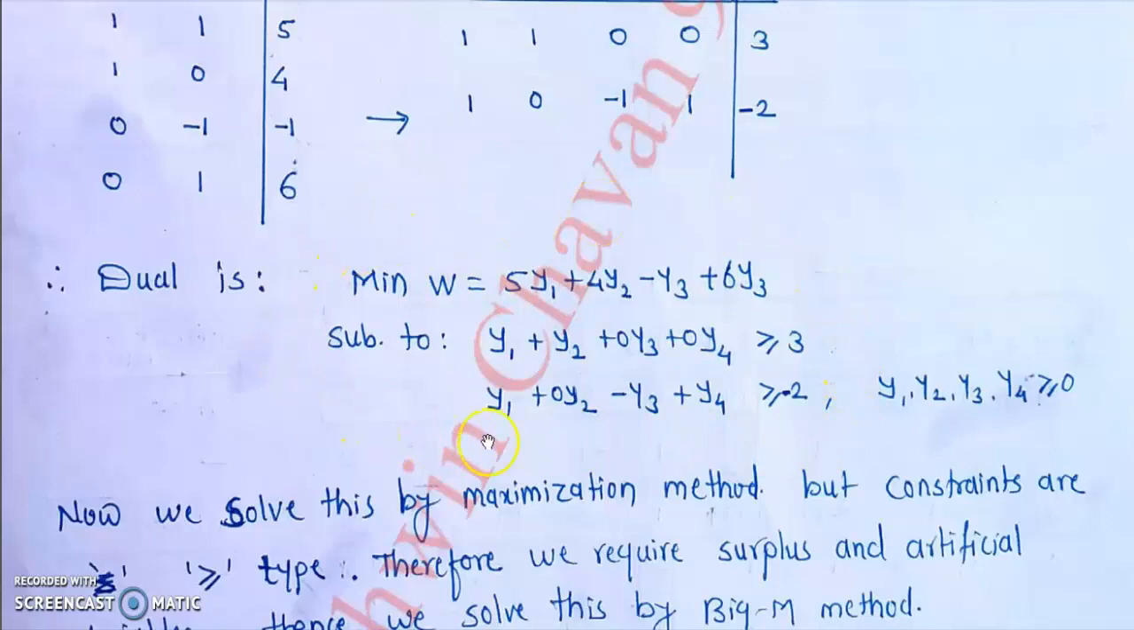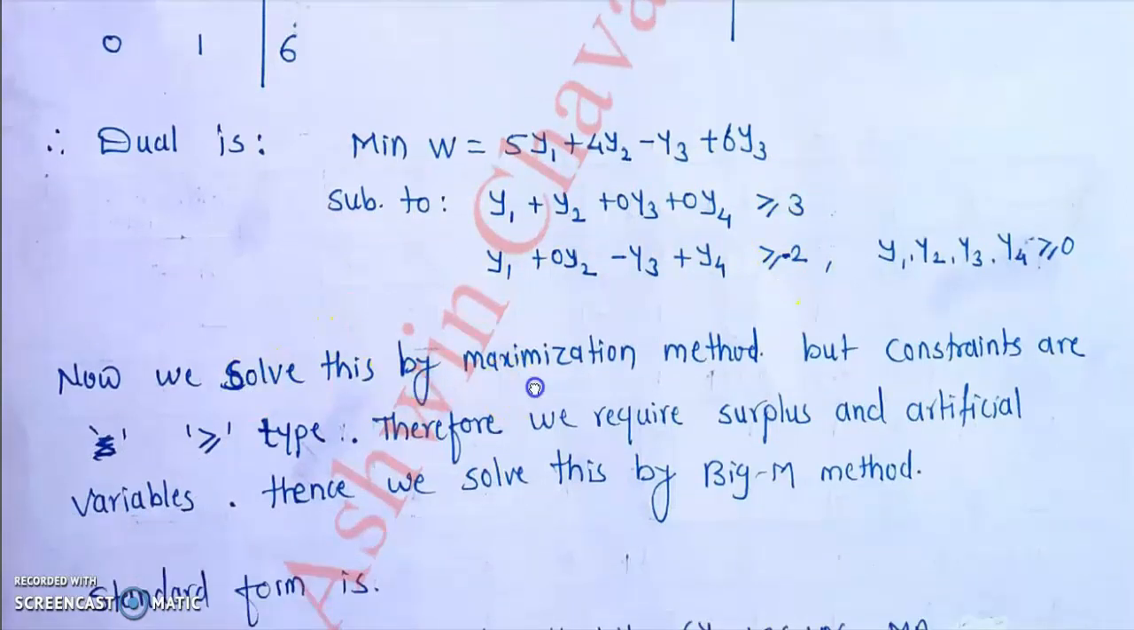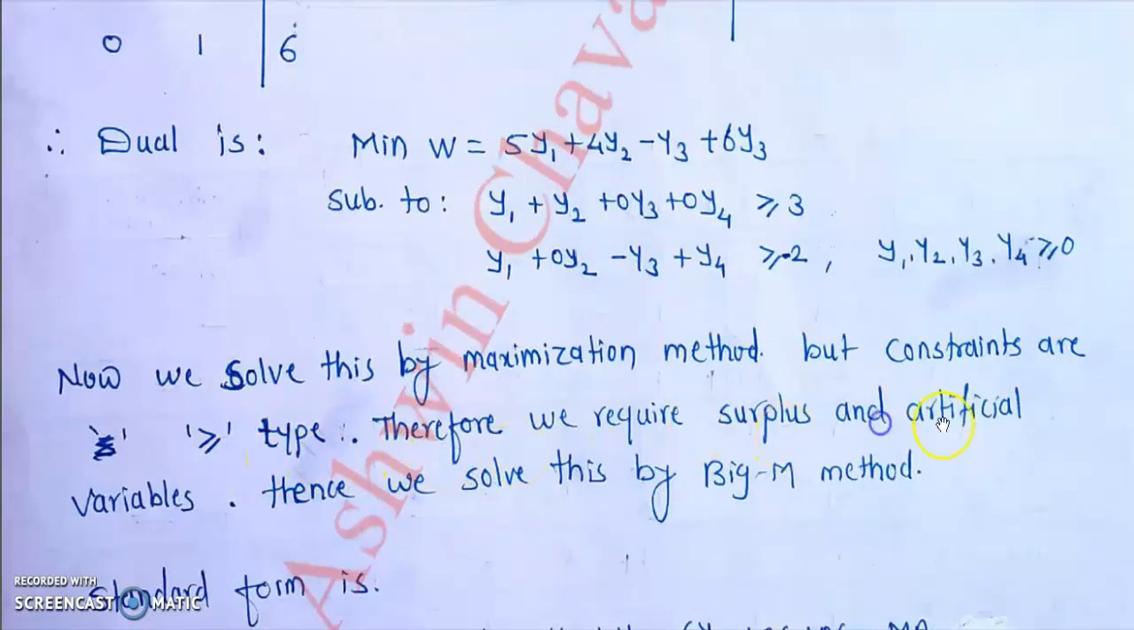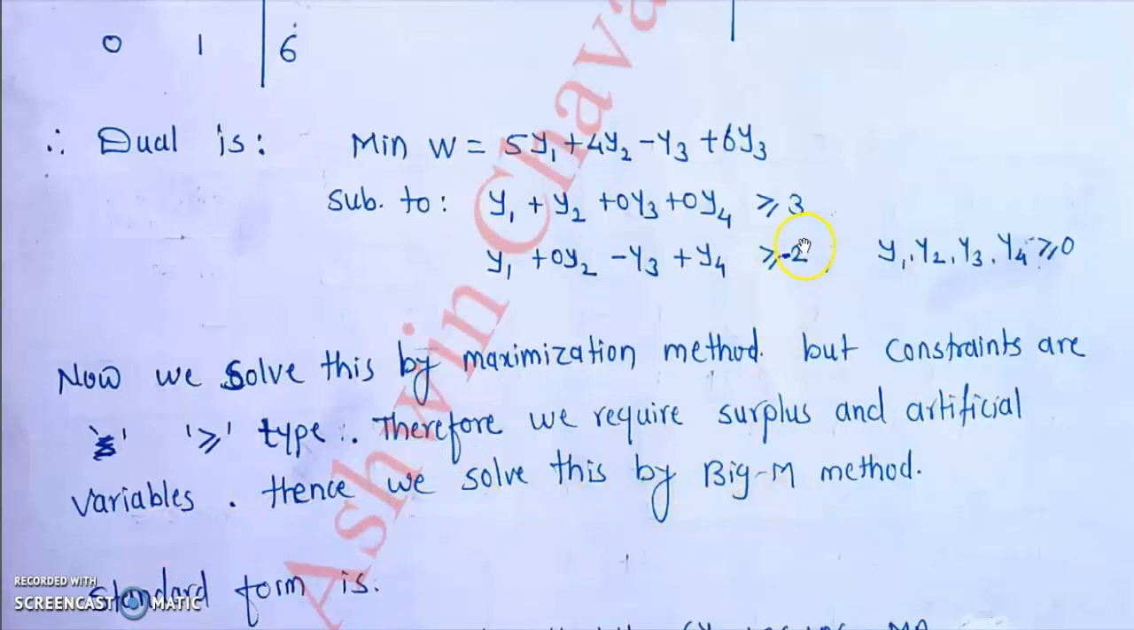So we convert this problem into maximization by multiplying the objective function by the minus sign. Therefore we solve this by the maximization method, but the constraints are of greater than or equal to type. Therefore, we require a surplus and an artificial variable here. Hence, we solve this by the big M method. I repeat, we have to convert this RHS into positive. So to do so, we have to multiply both sides by the minus sign.